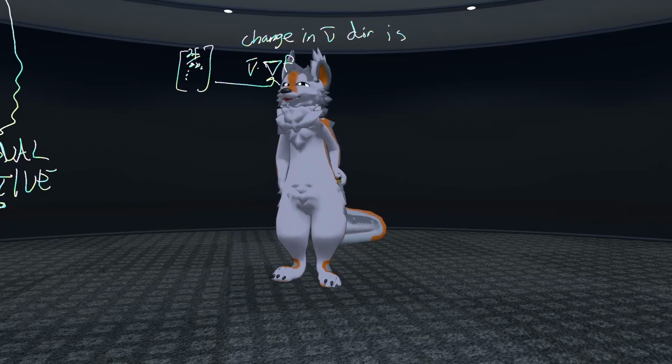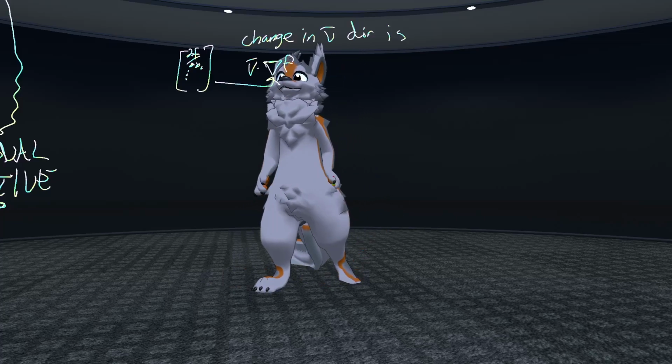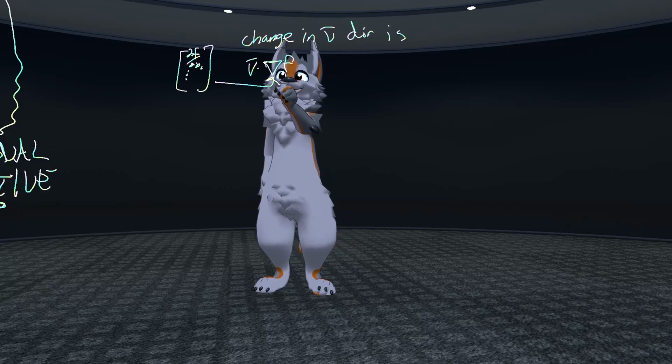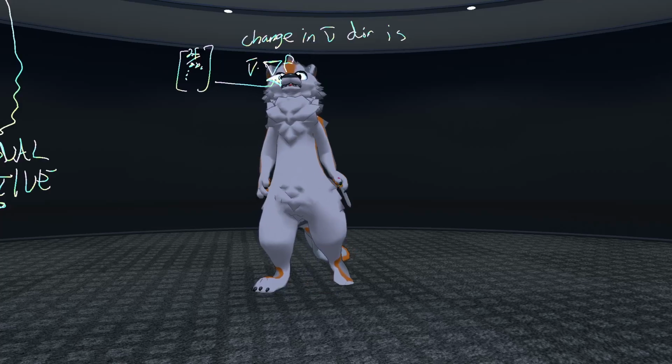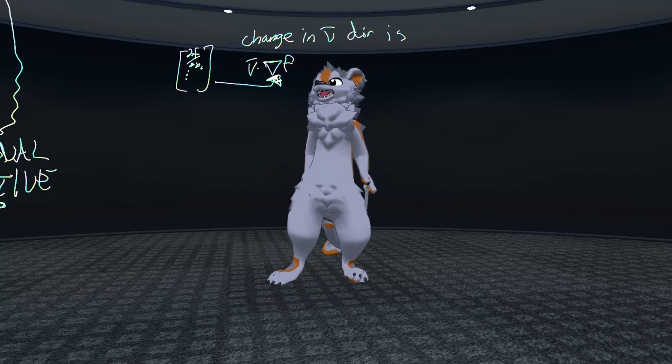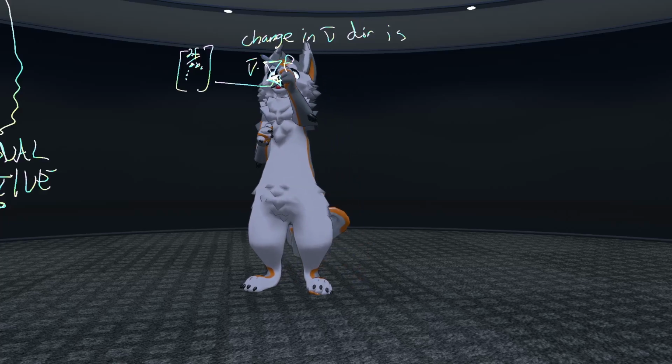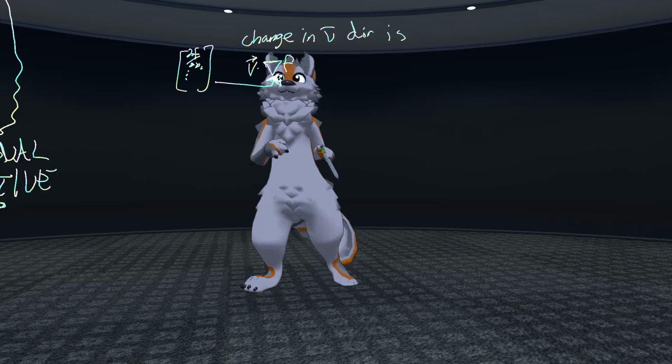Right? Okay. Or maybe the arrow is pointing at the triangle, but maybe it should point at the whole thing. Great. And this is a vector v. Great.